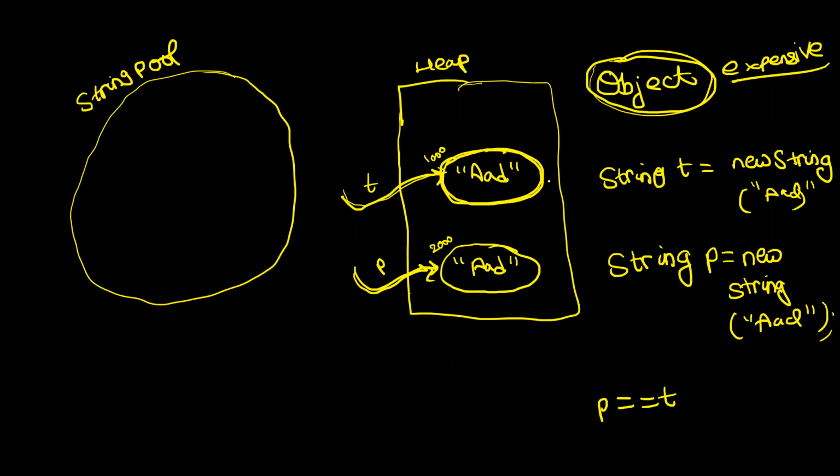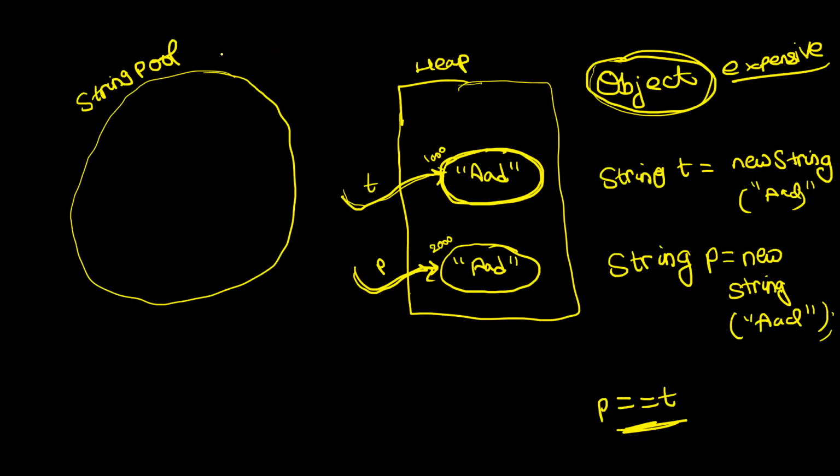So whenever you are comparing two strings like this by double equals, actually you are not comparing the contents of the string. You are comparing the addresses of P and T, and these addresses will be different. So this will give you a false. If you want to compare the contents of the string, then you have a method, equals. So you will have to do something like this: T dot equals P. If you do something like this, this will tell you whether the contents of string T and P are the same or not. This will give you true.